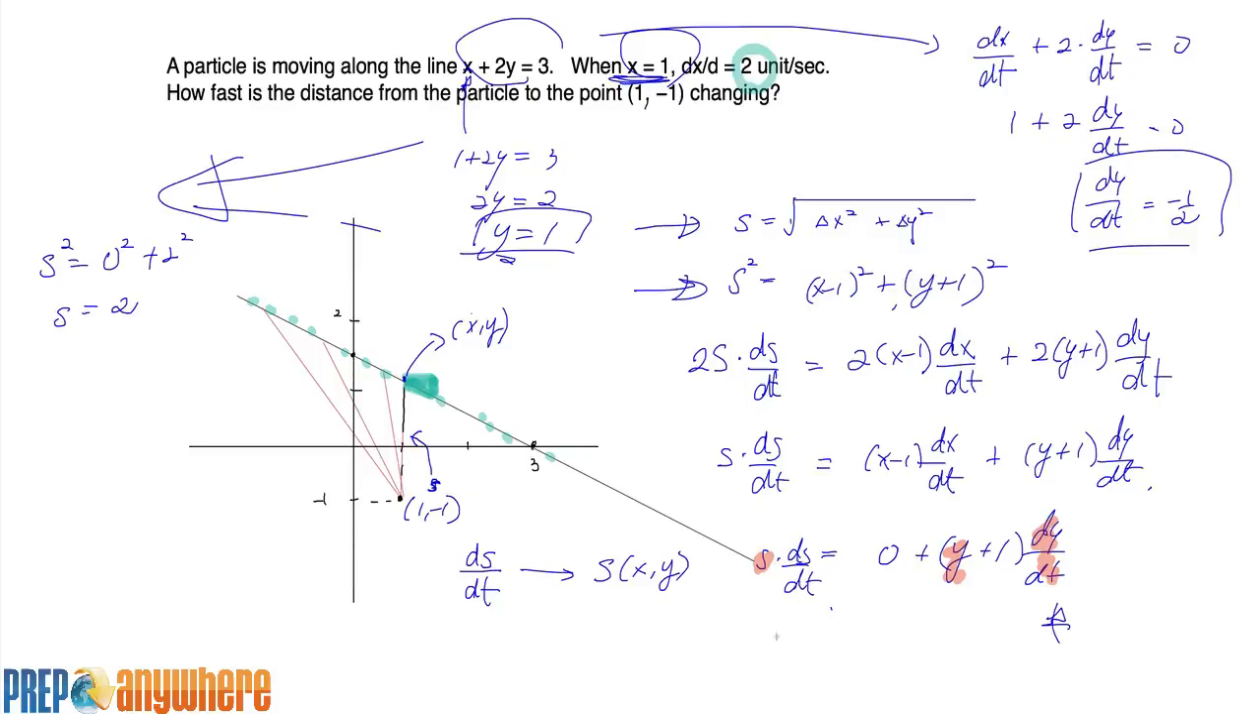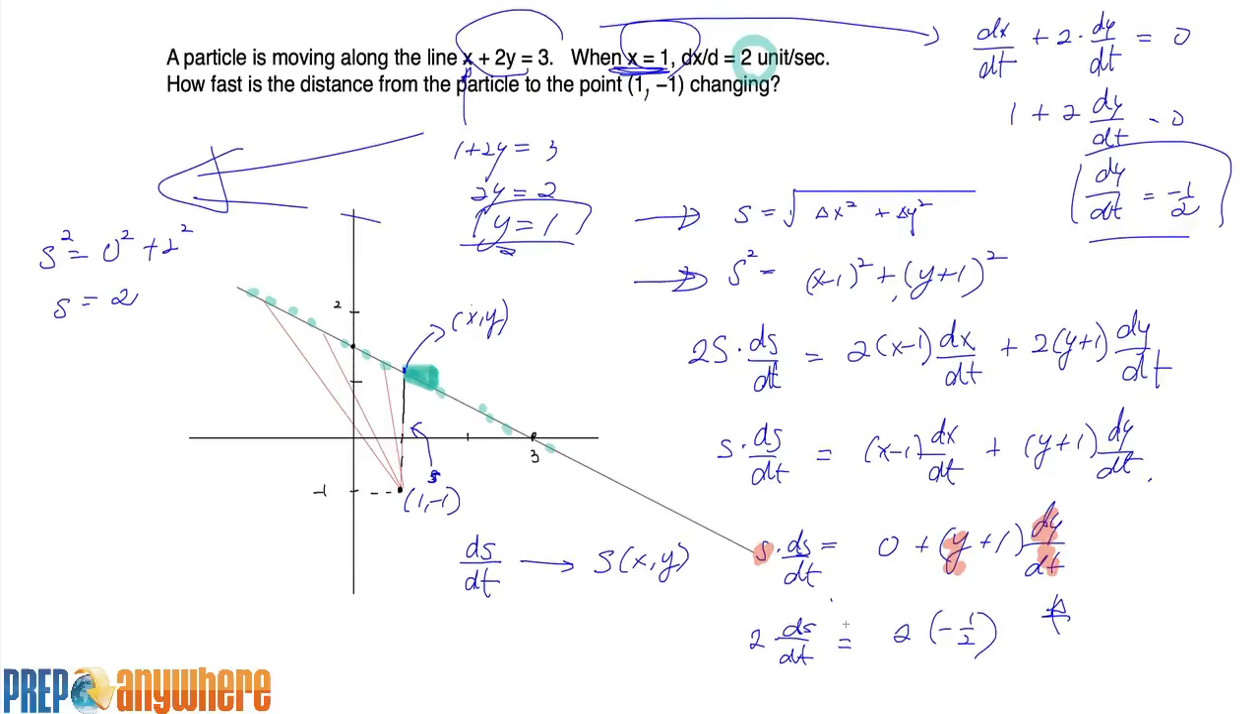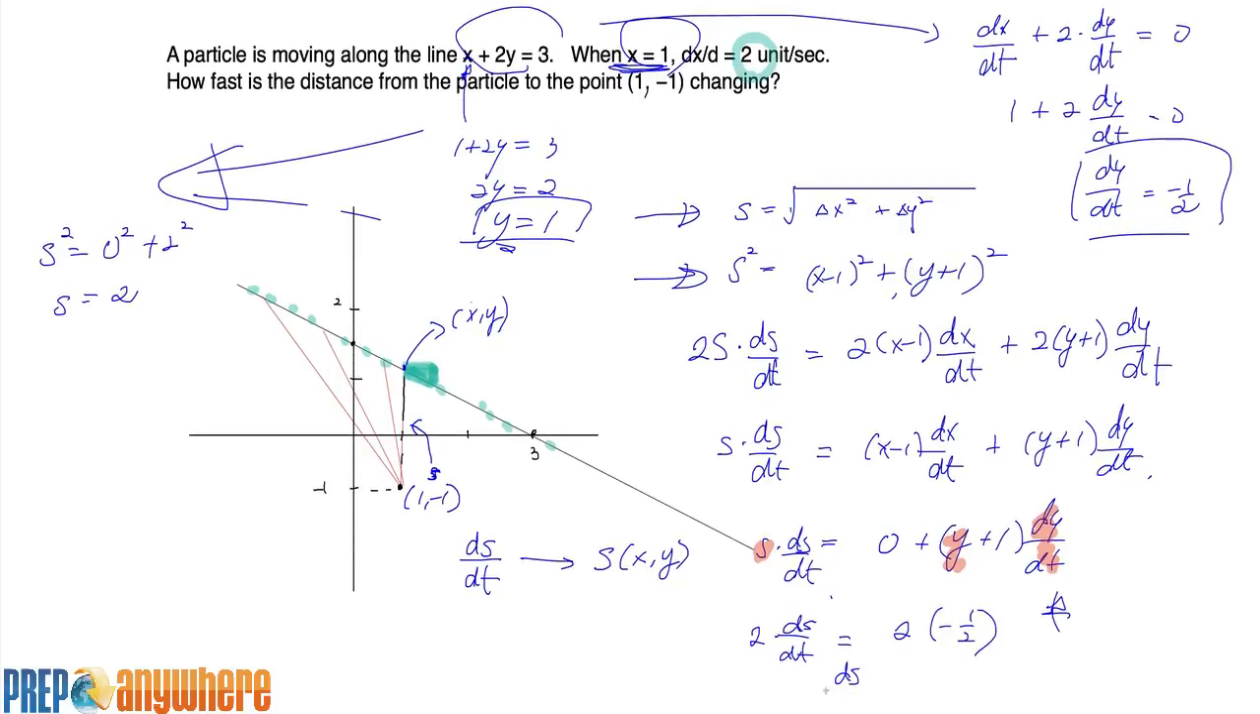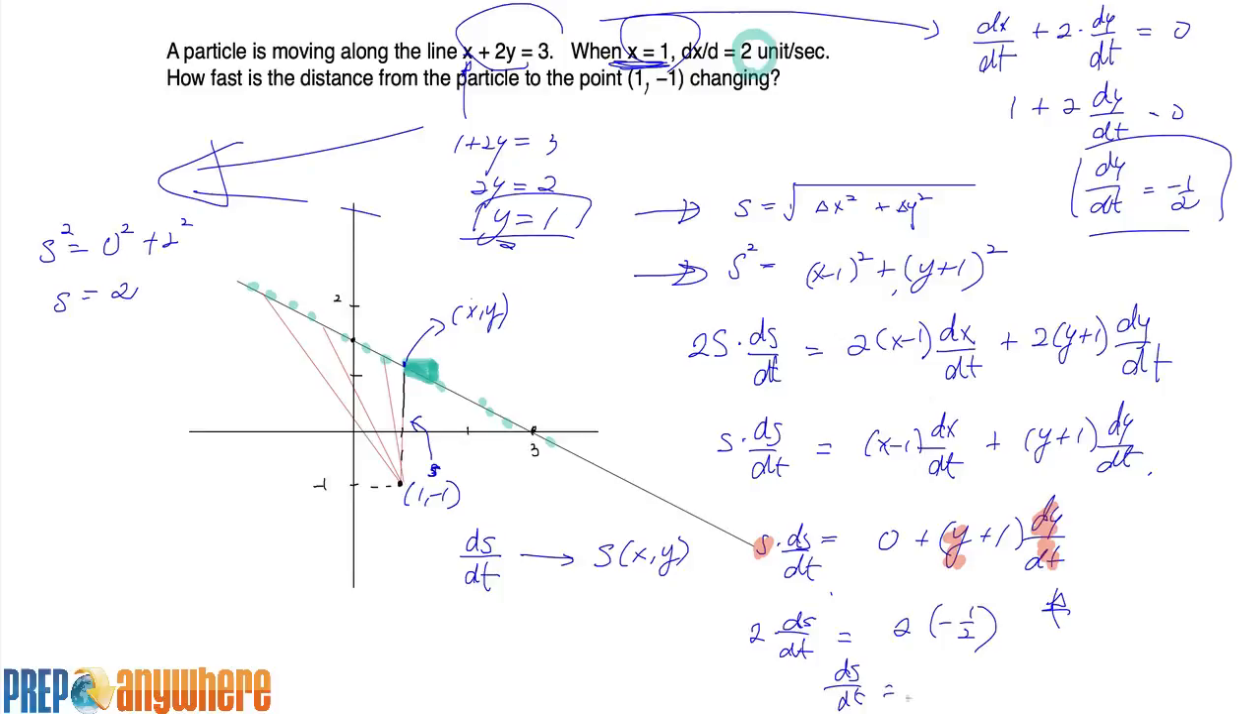So we have s now. We have 2 times ds over dt, with y equal to 1, so it's 2, and dy over dt is negative half. So ds over dt is equal to negative half. This is in units per second, and it's negative to represent that the distance is actually shrinking.